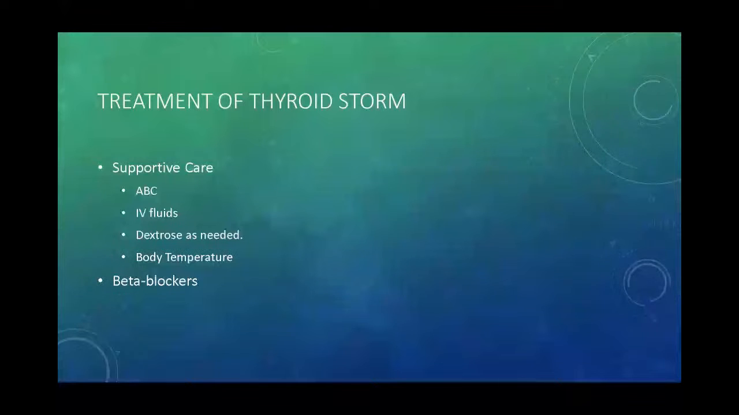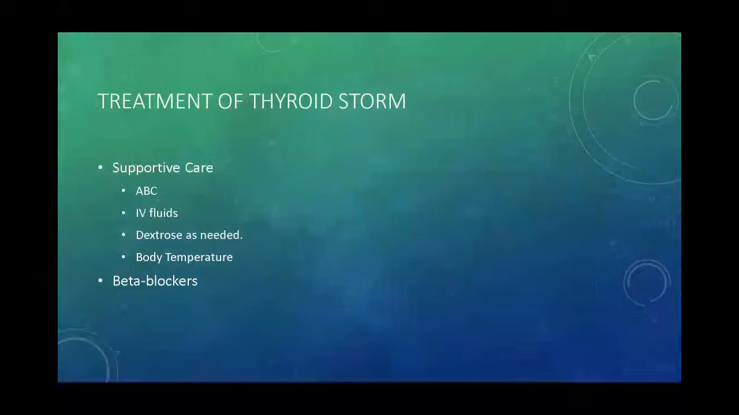Typically the treatment of thyroid storm is going to be supportive care. Initially, monitor their ABCs and start IV fluids. Since it does have this kind of broad spectrum, it could present similar to hypoglycemia, so it would always be good to check a blood glucose. In terms of body temperature, sometimes their fevers can get as high as 104 to 106 degrees Fahrenheit.